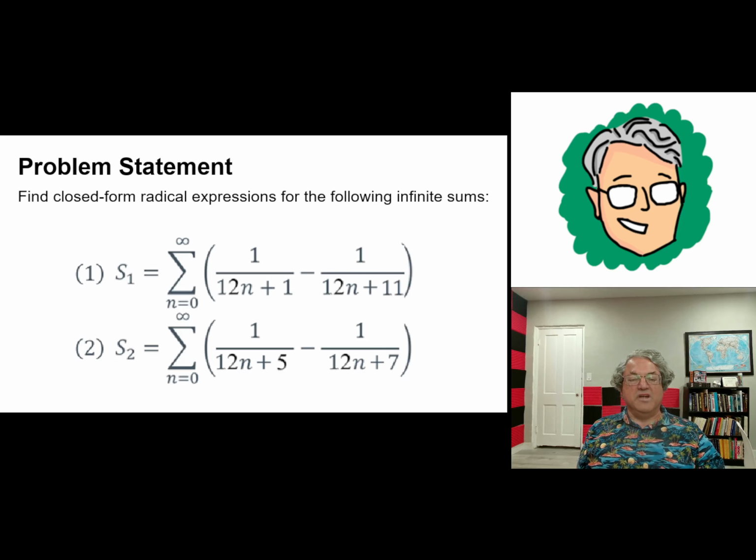And if you wrote out the terms explicitly, maybe it'd be a little bit more obvious what we're summing. First one would be 1 minus 1/11th plus 1/13th minus 1 over 23 plus 1 over 25 minus 1 over 35 and so on. And then S2 would be 1/5 minus 1/7 plus 1/17 minus 1/19 plus 1 over 29 minus 1 over 31 and so on. Turns out both of these sums converge, but you need the negative parts, otherwise they wouldn't converge. But anyway, we want to evaluate these sums. So how do we do that?